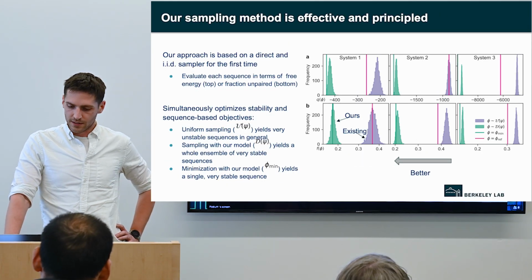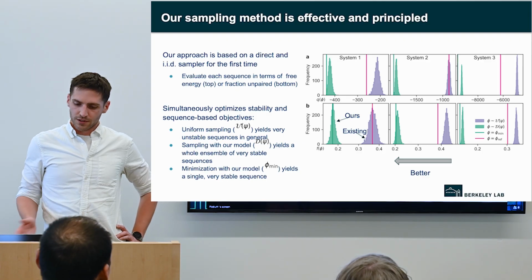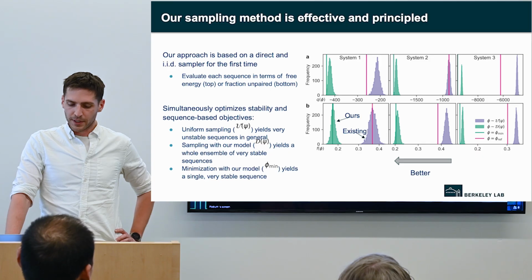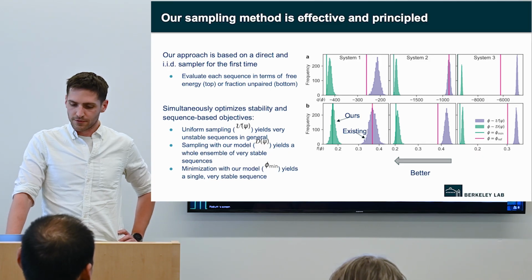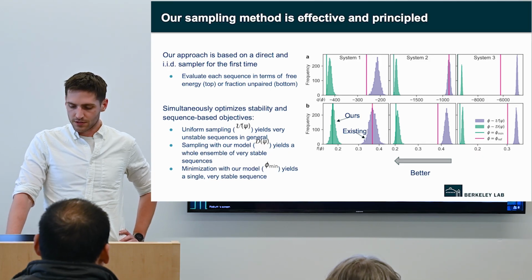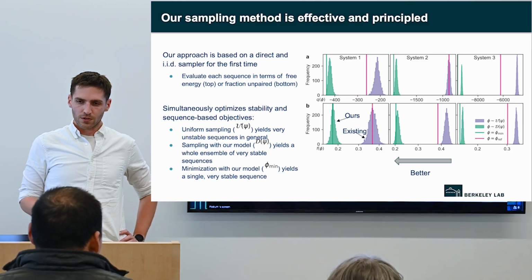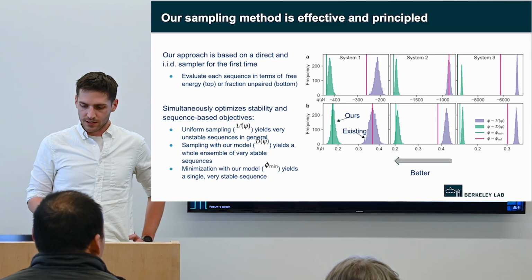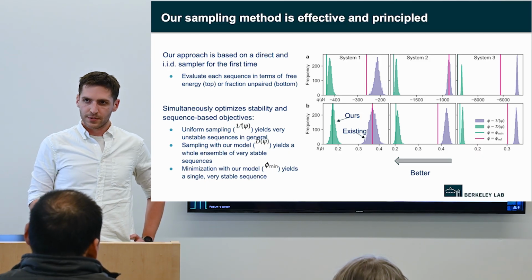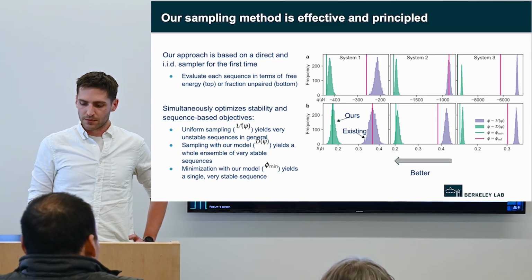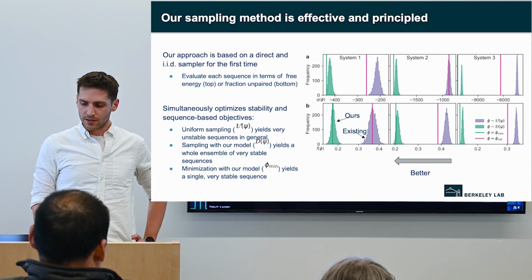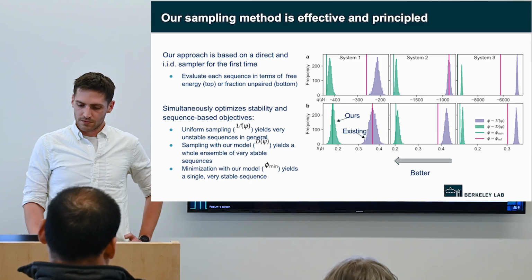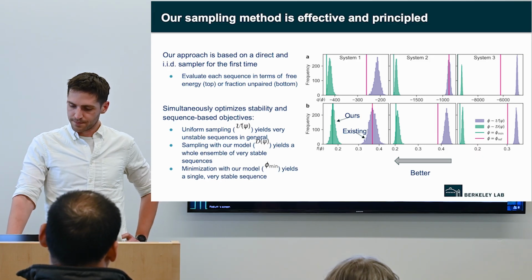So all of this indicates that our approach is based on a direct and IID, or independent and identically distributed, closed form sampler. And so not only do we get just one sequence, we get a whole ensemble of favorable sequences. So using these metrics of stability on the top and base pairing probability at the bottom, we show that the ensembles of sequences that we design are superior to those of competing approaches.